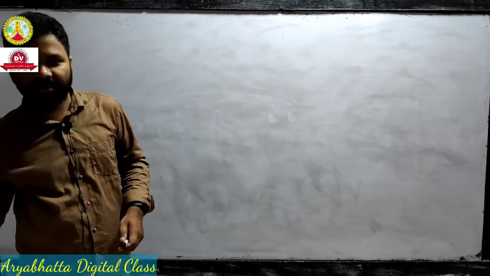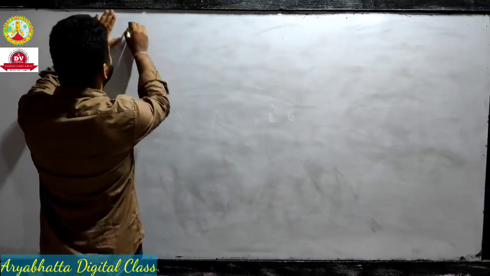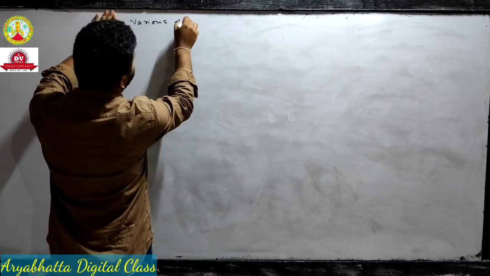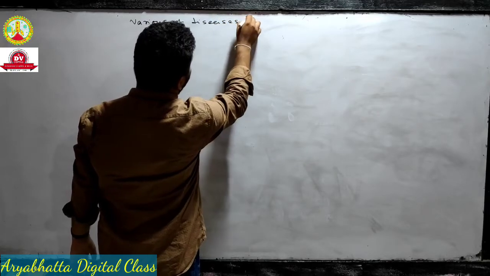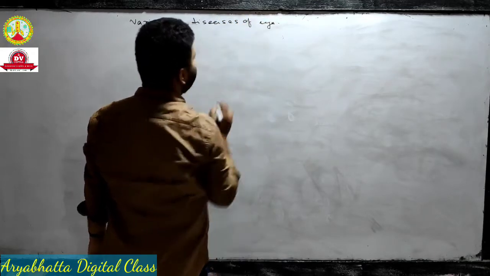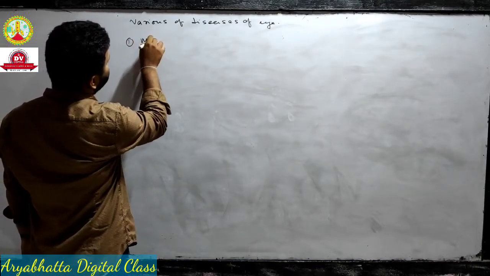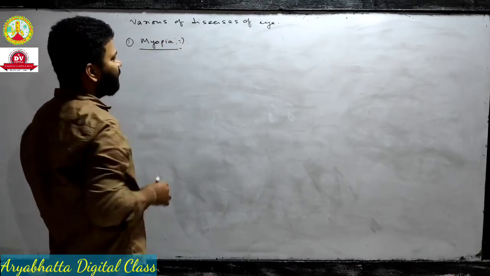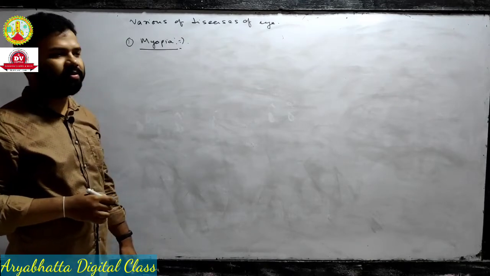So how the eye works, that we have already discussed. Now the various diseases of the eye, okay? That is also discussed actually. So what is the first one that you already know? That one is myopia. So if a person is suffering from myopia, it means he can see the nearby object clearly, but he cannot see the distant object clearly.